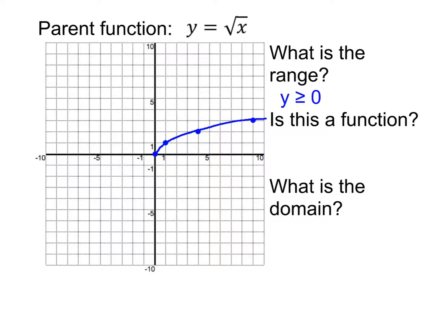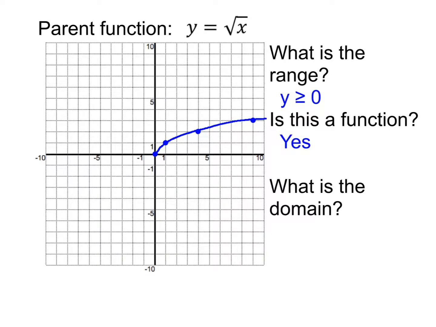All right, square root function. Is it a function? Is square root a function? Well, it passes that vertical line test, so yes. There's never a point here where if I draw a vertical line through, it's going to intersect in more than one point. So yes, it is a function.